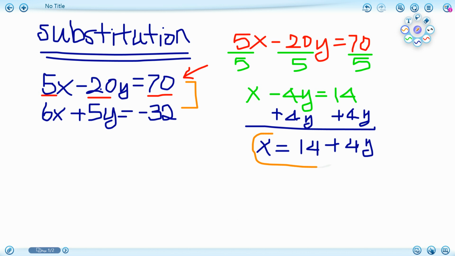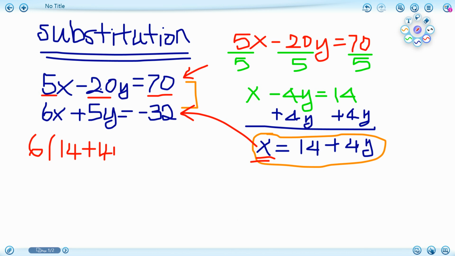Now we have x by itself. Once you get this, since I used the first equation, I'm going to go ahead and plug it into the second equation. I found x, so I'm going to plug it in there. So now I have 6 times x, and my x is 14 plus 4y, so 6 times the quantity 14 plus 4y, plus 5y is equal to negative 32.